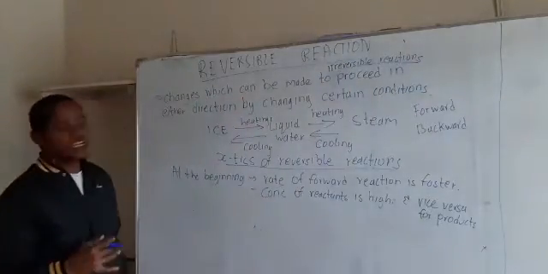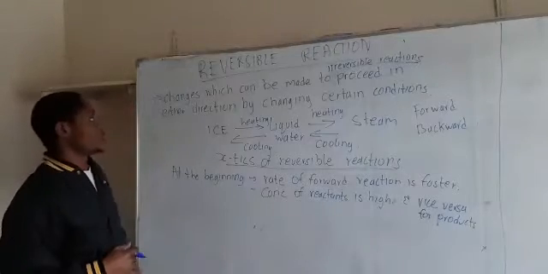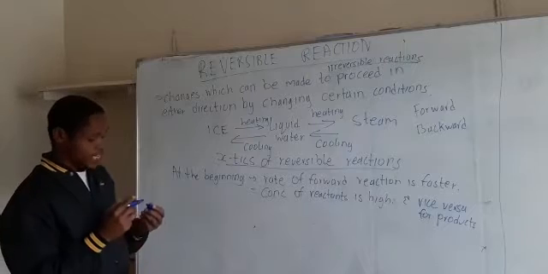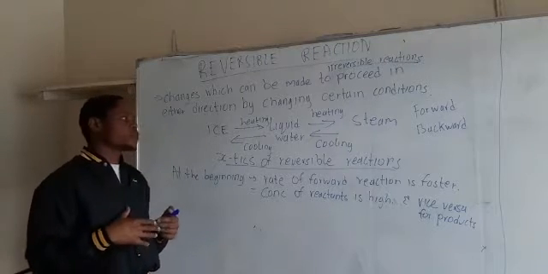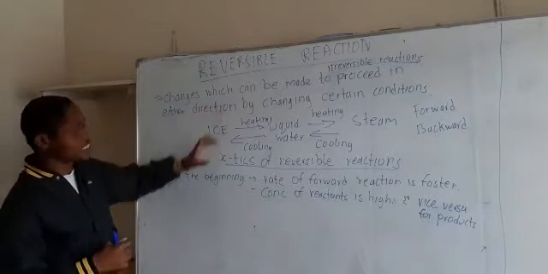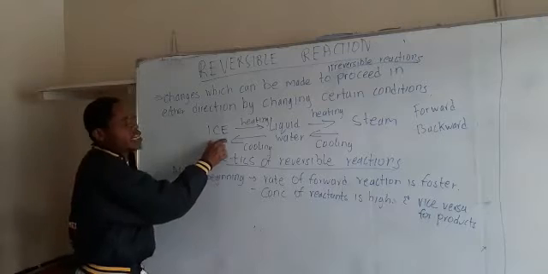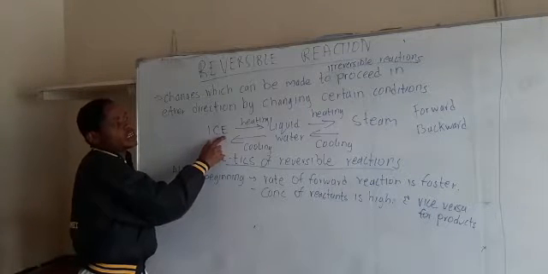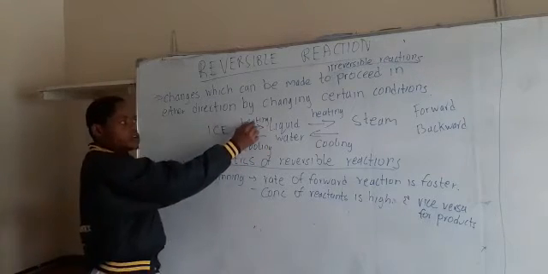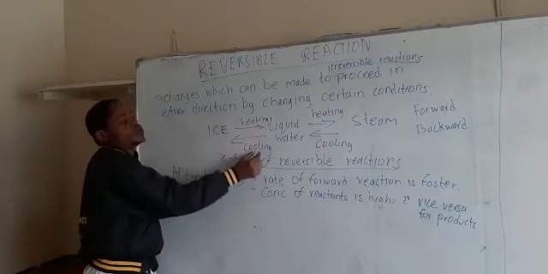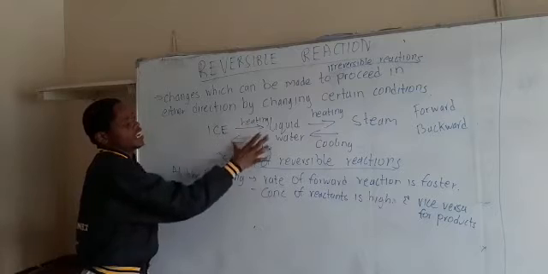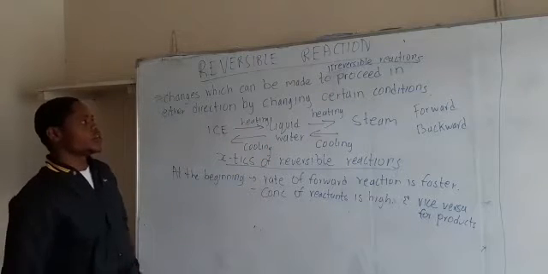So we have some reactions that cannot be reversed, and we have those ones that can be reversed. So these are the reversible reactions, which we are saying can proceed in two ways. A good example is our ice here. If you heat your ice, then it should form liquid water. But if you change the condition, instead of heating you cool, then you should be able to get back to the ice. So this is an example of a reversible reaction.